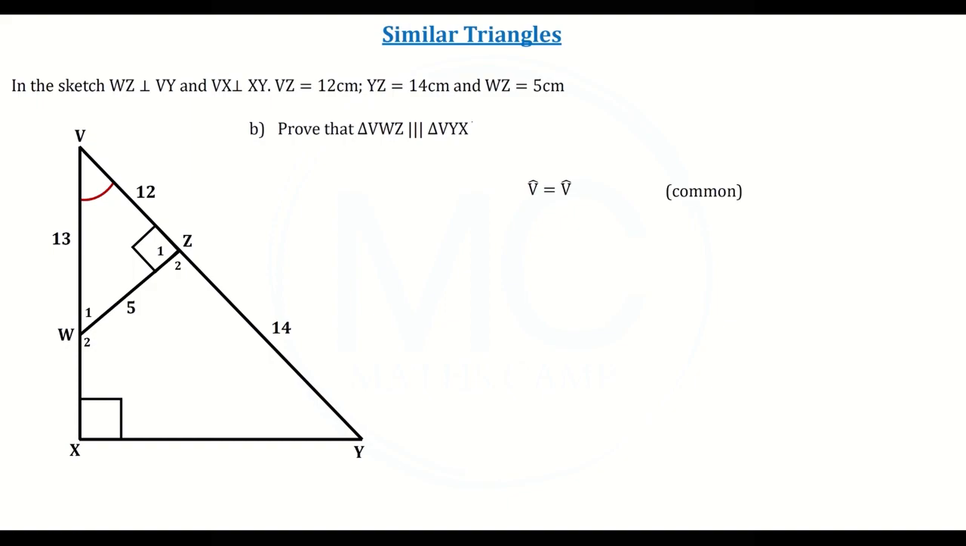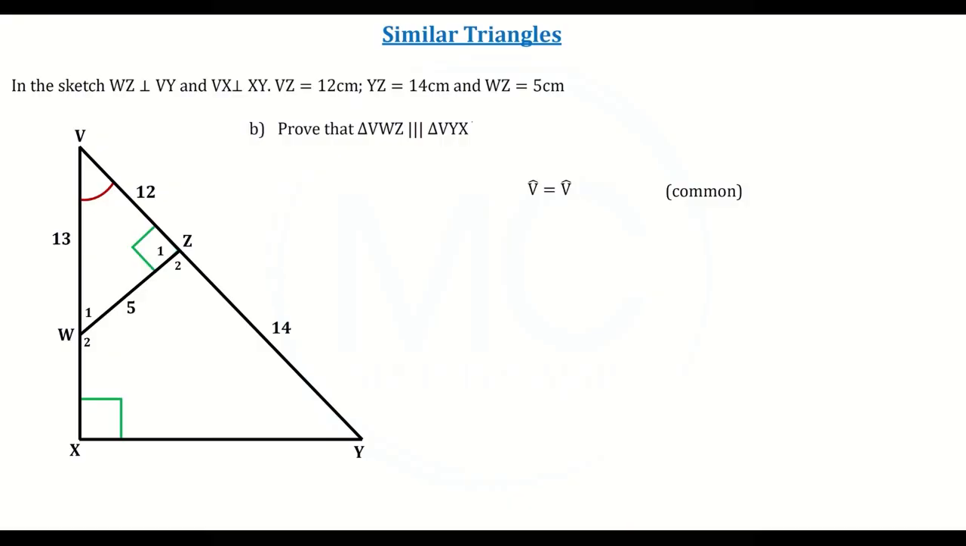We don't know much about angle W and angle Y, so let's leave it for now and move on to Z and X. Both of these angles are shown in the diagram as square angles, so let's mark them both in green.